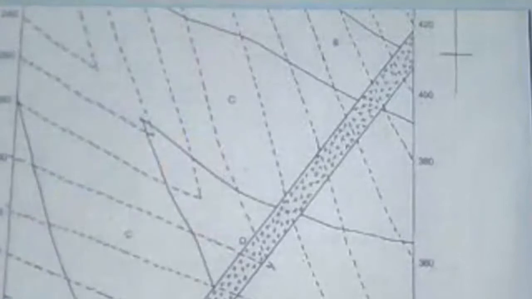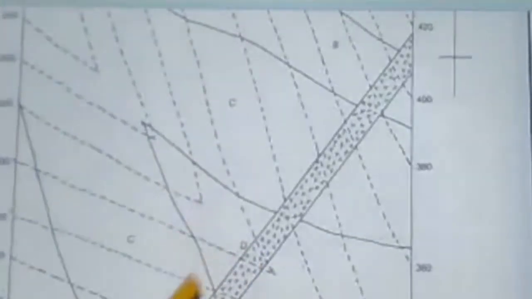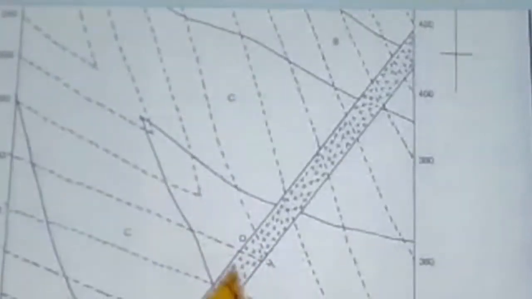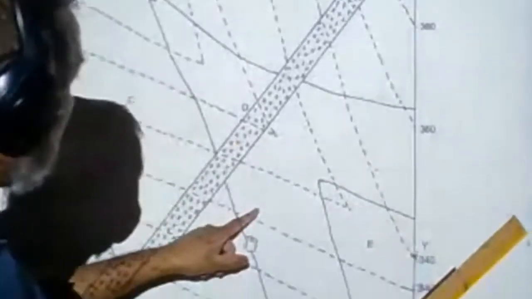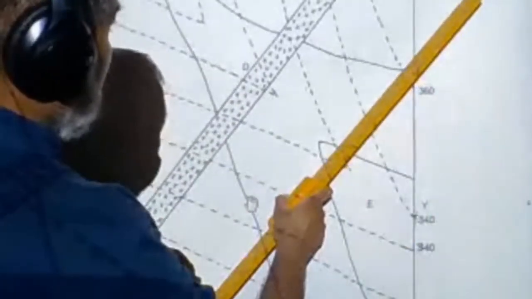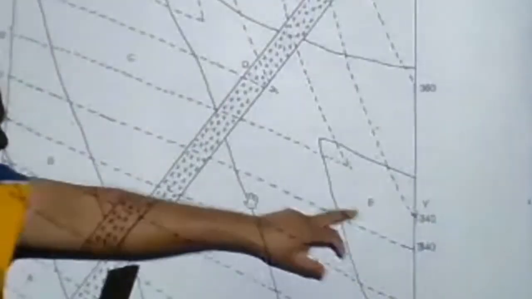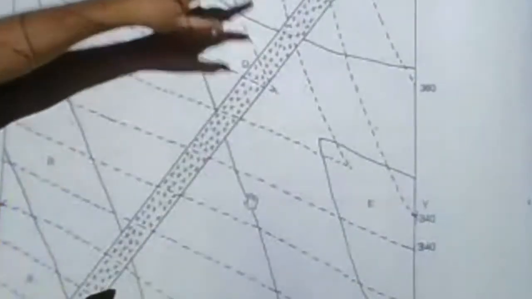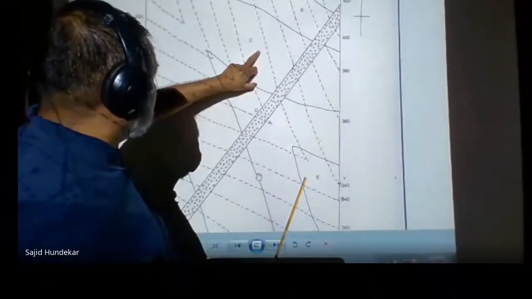Similarly, what is B? We have seen 40 meters. Now A is the youngest one. Come to the next one. B bed is 40 meters. C is the oldest, what we have. A is the youngest. B is 40 meters. C will be 60 meters.